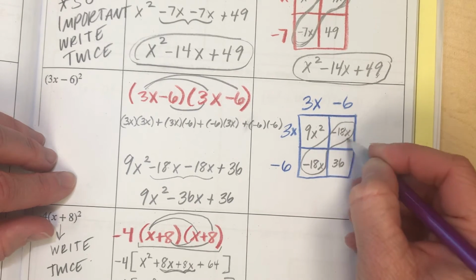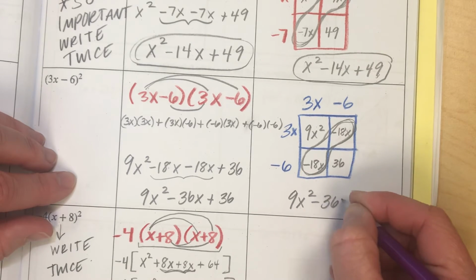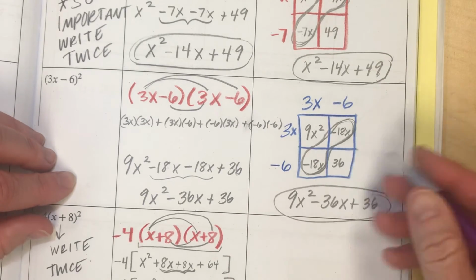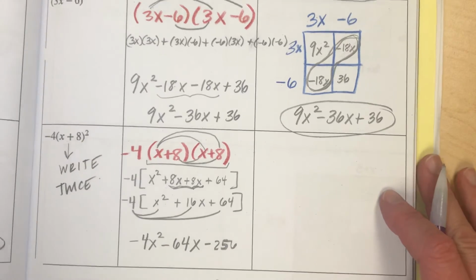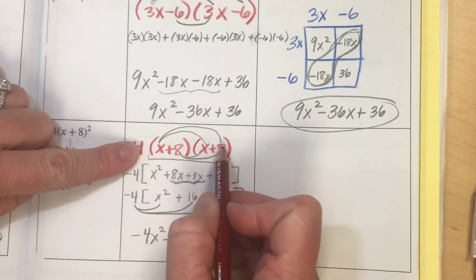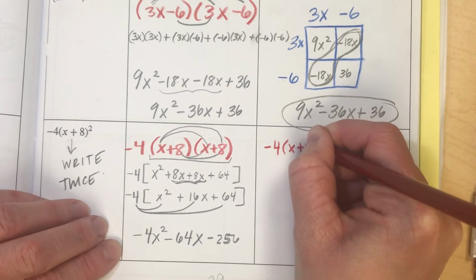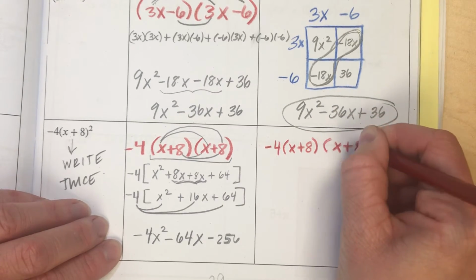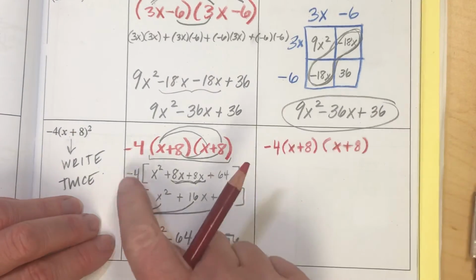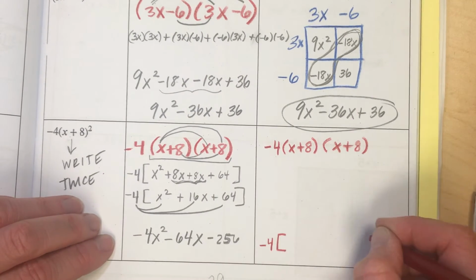So if you can combine any terms, make sure you do that. We have 9x squared minus 36x plus 36. Same answer, just a different way. And then the very last one, again, I'll show you here. If this is our two binomials, you could do this. You could take -4 times your x plus 8. You could either leave it out or you could multiply it in. It's up to you. Since I left it out here, I'm going to show you how to leave it out of your box. So we're going to have -4 times what comes out of our box.